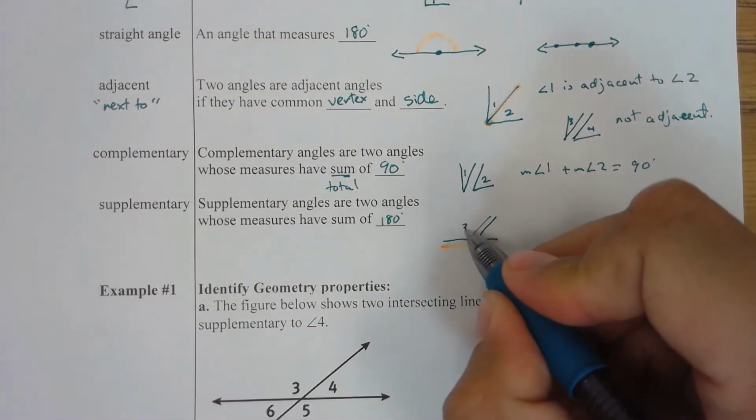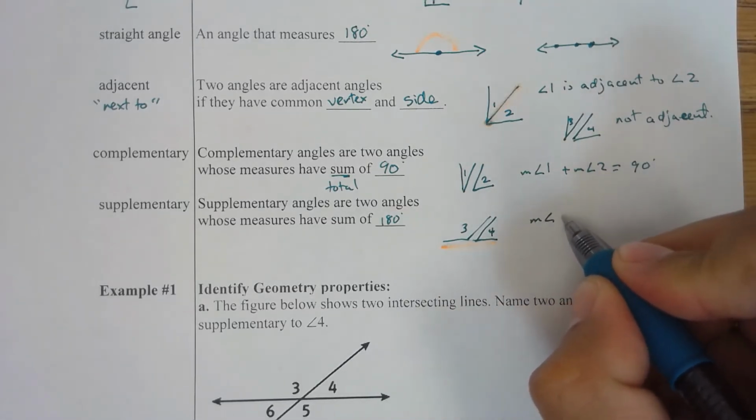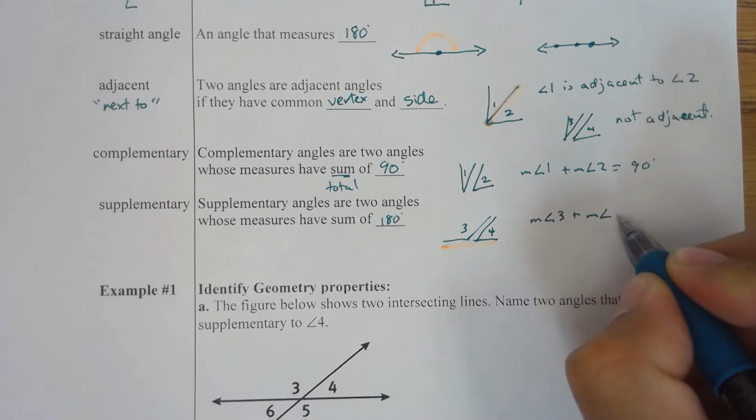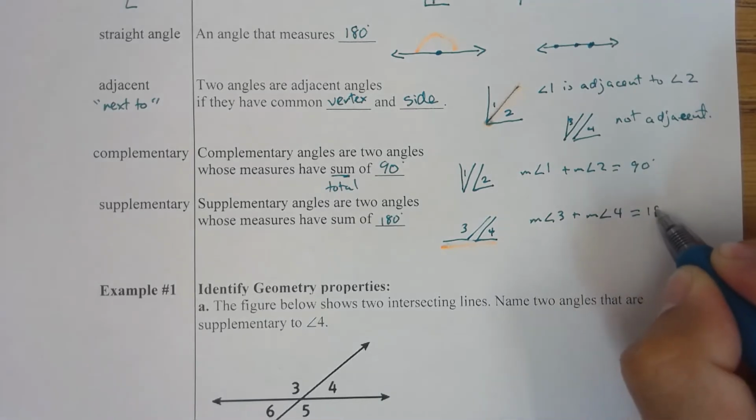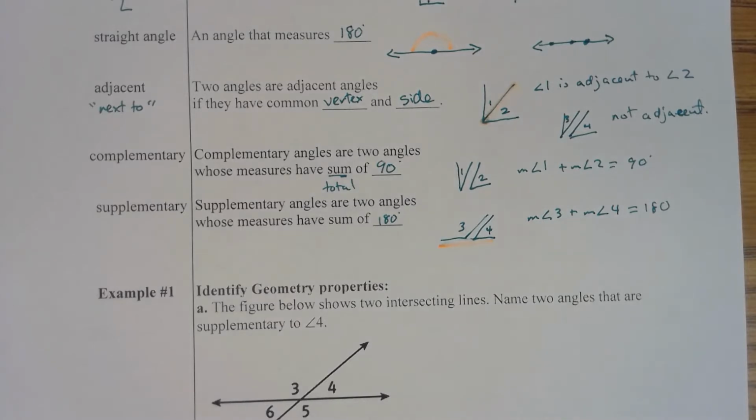So that means the measure of angle 3 and the measure of angle 4 should add up to 180 degrees in order to be called supplementary. Okay, so these are your vocabulary words that you want to make sure you know for at least the next couple of weeks.